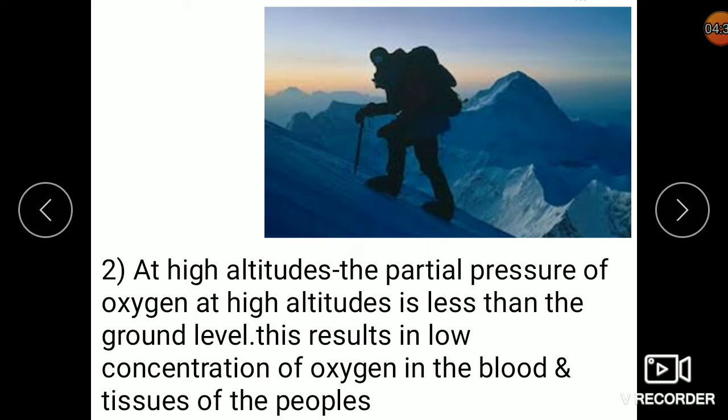Next, at high altitude. That means when mountaineers or climbers move to high altitude, what happens? The pressure at the peak on the top of the mountain is very low. Now when the pressure is low, the solubility decreases, because pressure is directly proportional to solubility. So if pressure is low, solubility of the gas is also low. So at high altitude when the mountaineers go, the oxygen solubility becomes less in the blood.